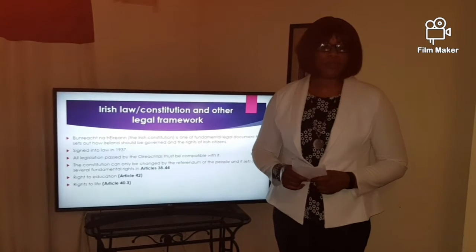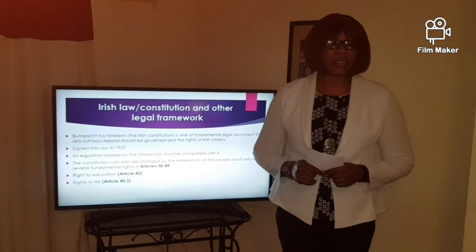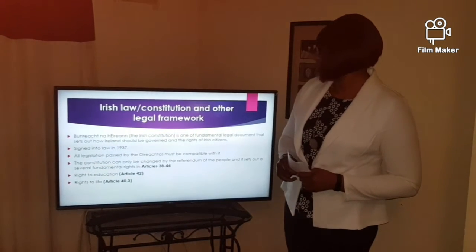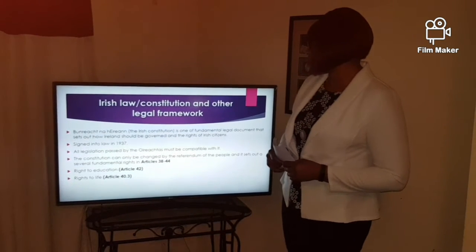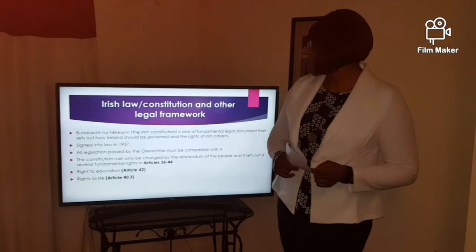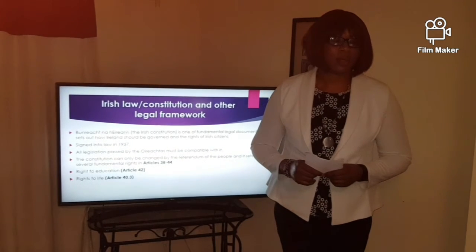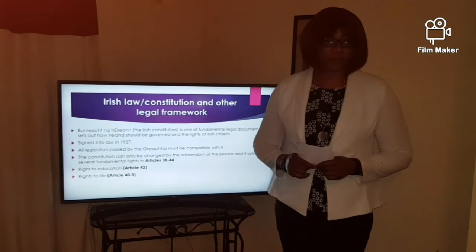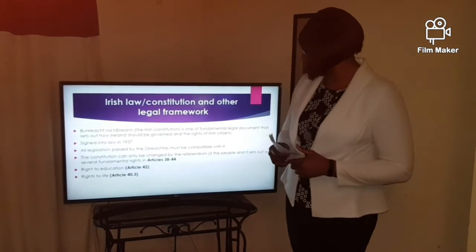We have Article 7, which says all are equal before the law and are entitled without any discrimination to equal protection of the law. Irish law, Constitution, and other legal frameworks. The Irish Constitution is one of the fundamental legal documents that sets out how Ireland should be governed and the rights of Irish citizens. This was signed into law in 1937. All legislation passed by the electors must be compatible with it.